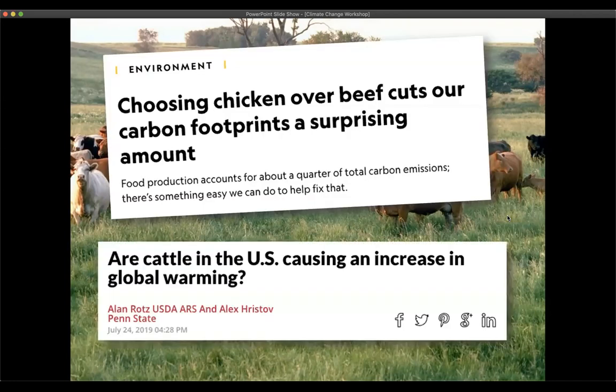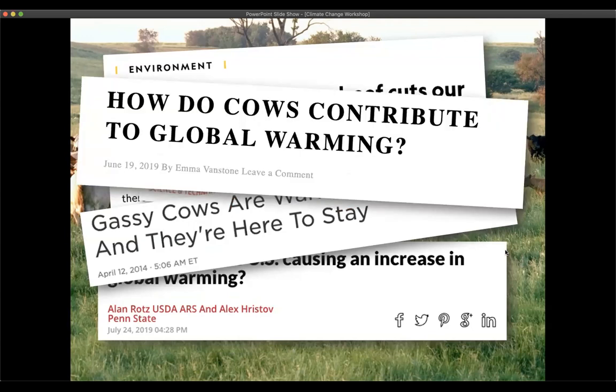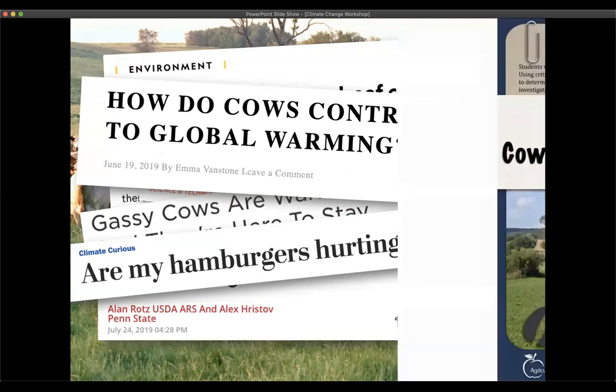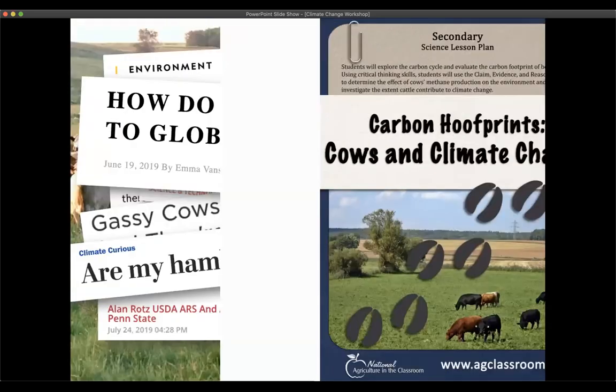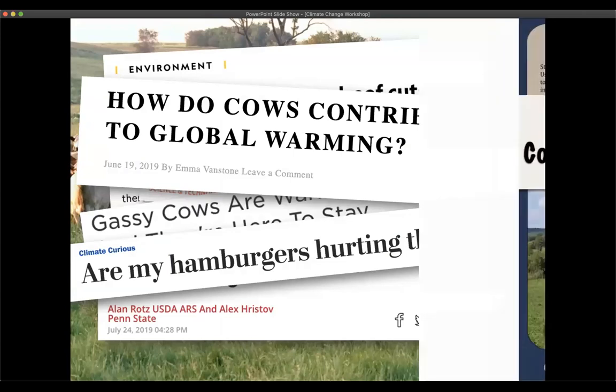If you look at headlines, there's frequently things about cattle and how they are damaging the planet. Should we stop eating meat? Should we decrease our red meat consumption? There's a lot of headlines out there. So the question is, what's the scoop? How does it really fit? What are the facts? Let's just explore just a little bit.